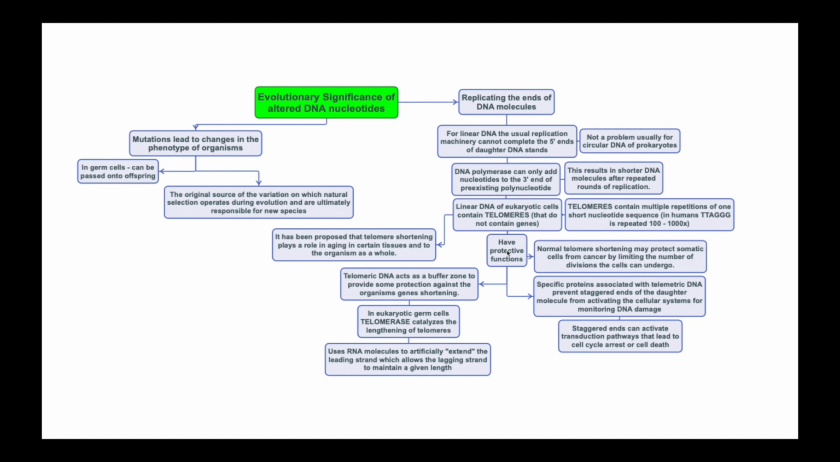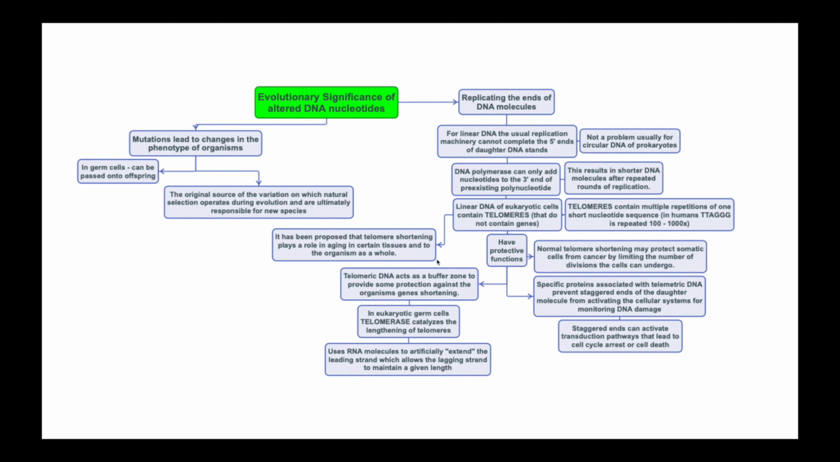Although there are some cancerous cells that have the ability to add nucleotides to the end, and basically those cells are immortal. An example of immortal cells would be the HeLa cells, the cancerous cells from the individual called Henrietta Lacks. Those cells have been replicating since sometime in the mid-1950s.